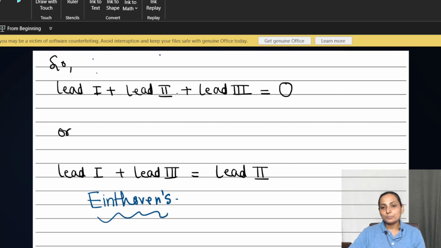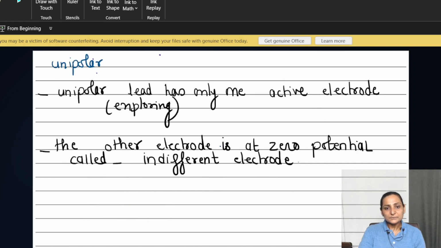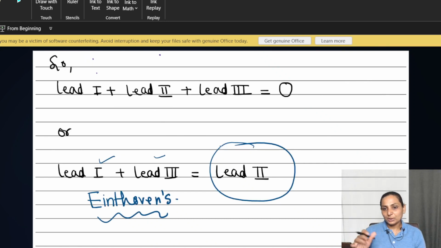Lead 1 plus 2 plus 3 is 0, or you can say that if you know the potentials of any two, for example 1 and 3, the 2 can be algebraically determined. So this is Einthoven's law. So what did we do in bipolar? We took two electrodes, both of them are active, where one is positive and the other is negative.